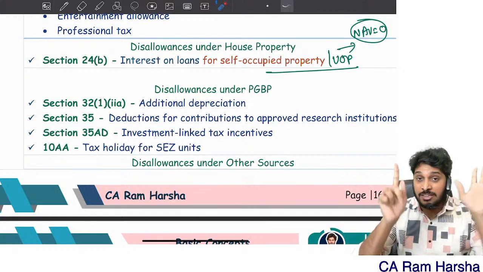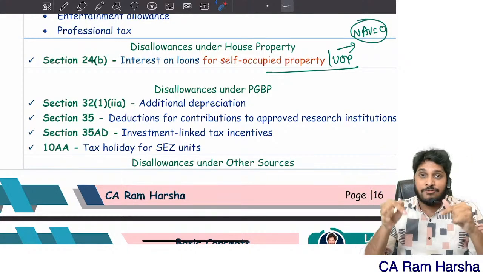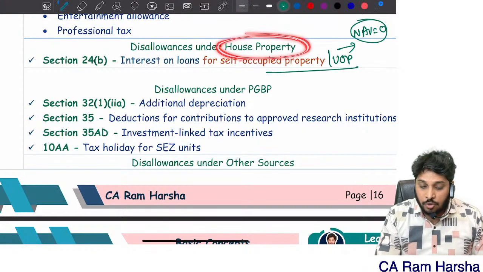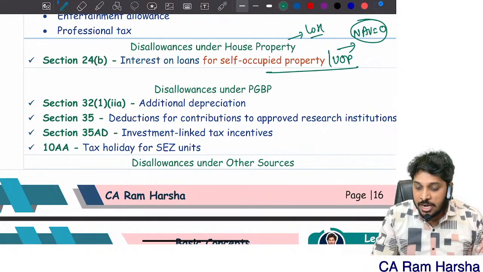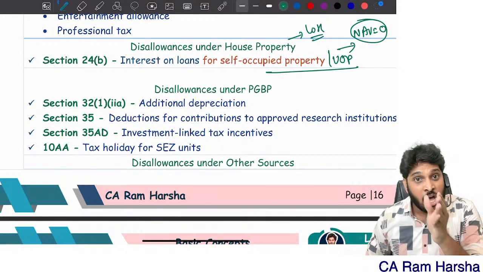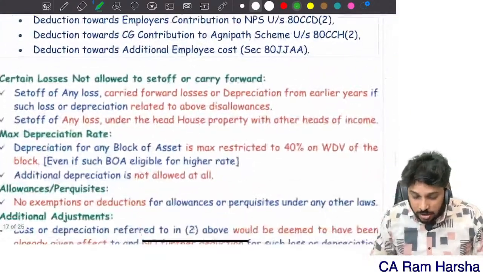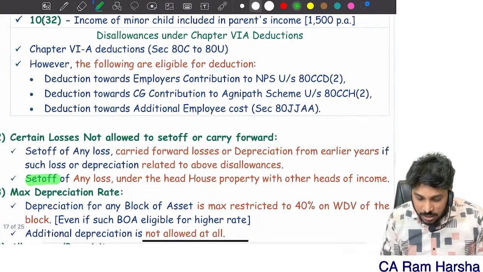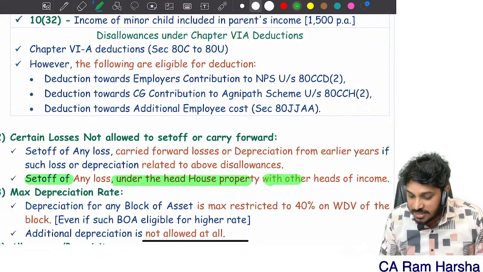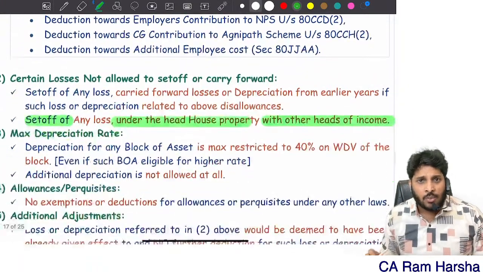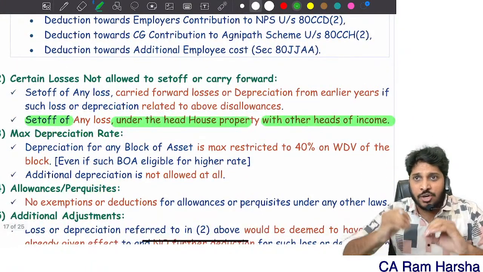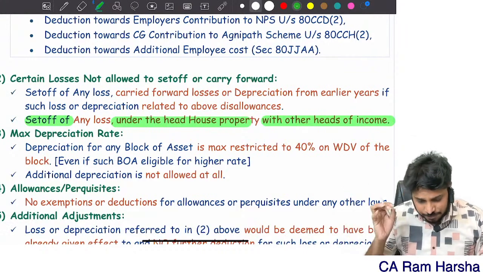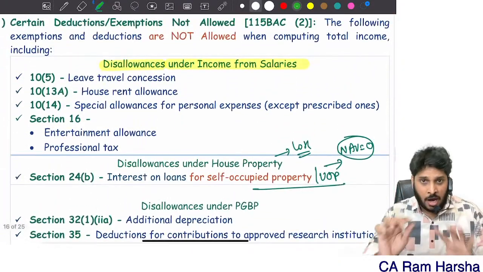Correct? Further, under default tax regime, with respect to house property, if you have any loss, you cannot set off that loss under house property with other heads of income. With other heads of income, house property loss you cannot set off. Getting it? Further. Are you clear until now?